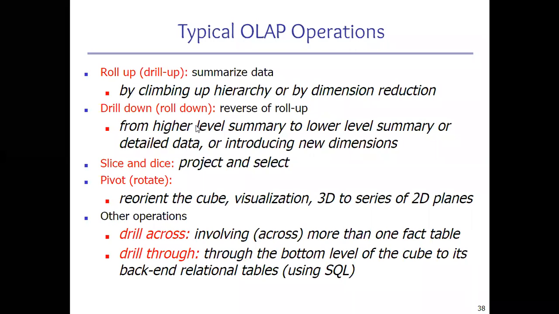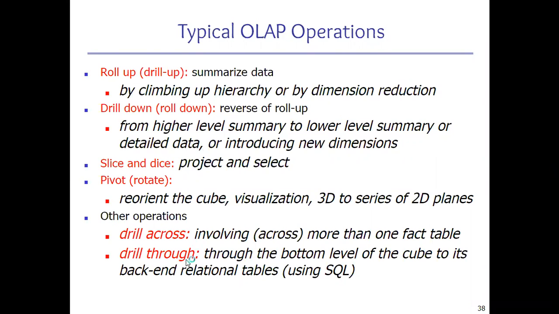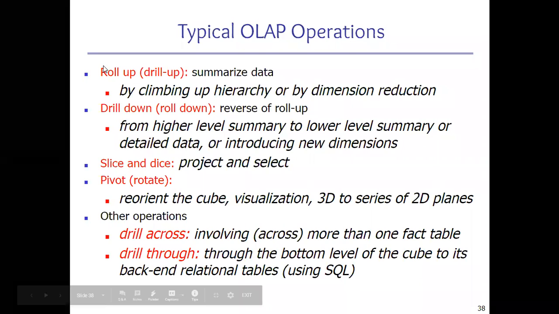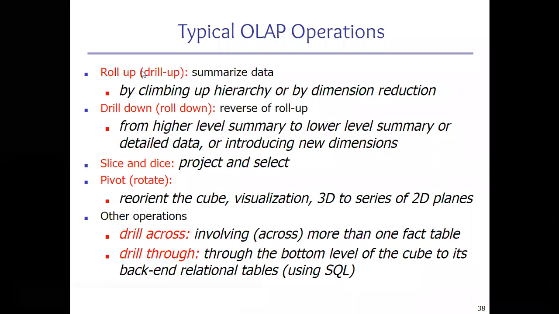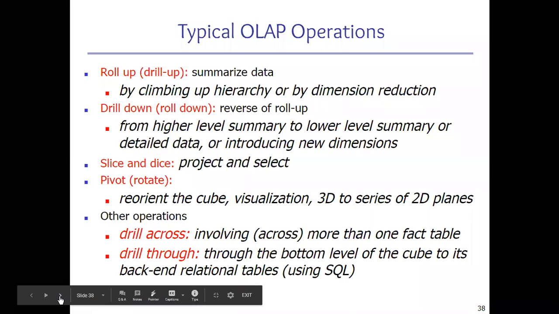What are the types of OLAP operations? The first one is roll up, which is also called drill up. Roll up means drill up. In OLAP, we can analyze the data according to different dimensions. The different operations in OLAP are roll up (drill up), drill down (roll down), slice and dice, and pivot. We have to go one by one.